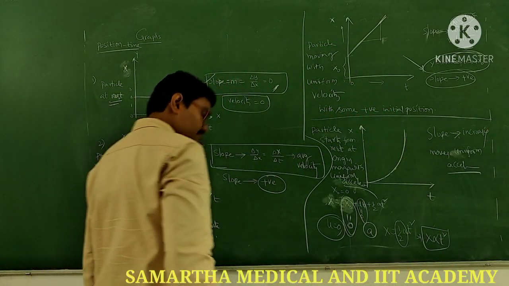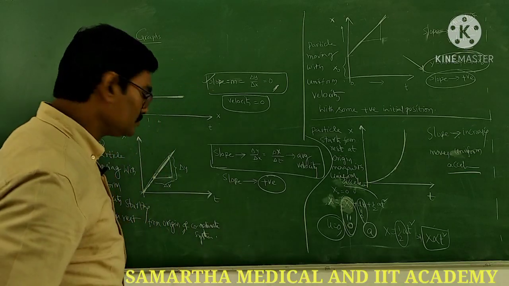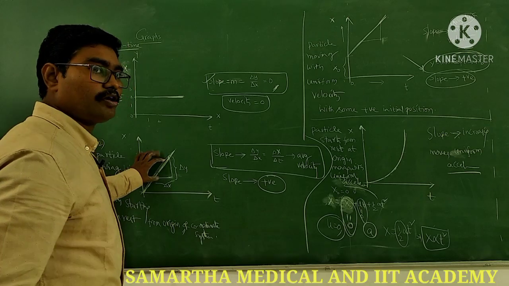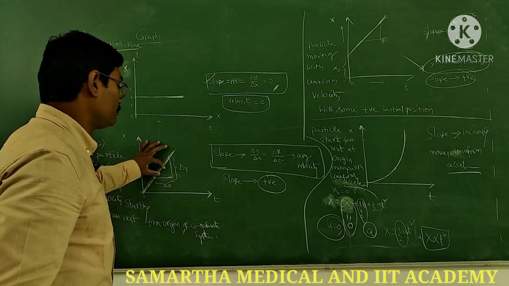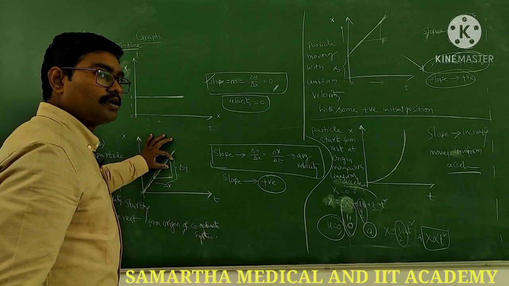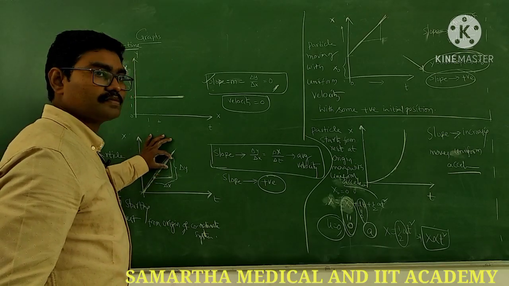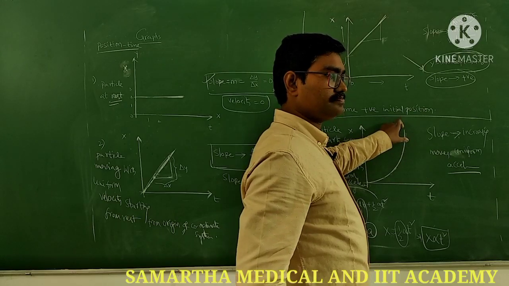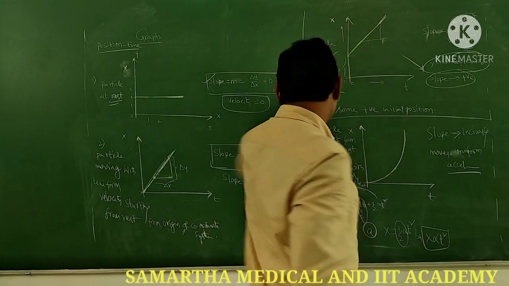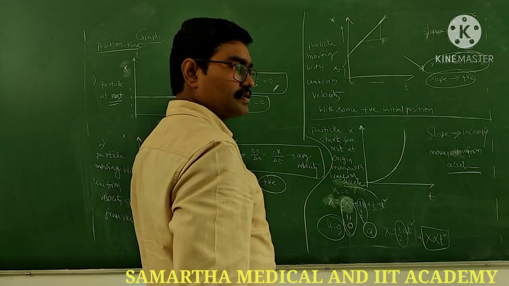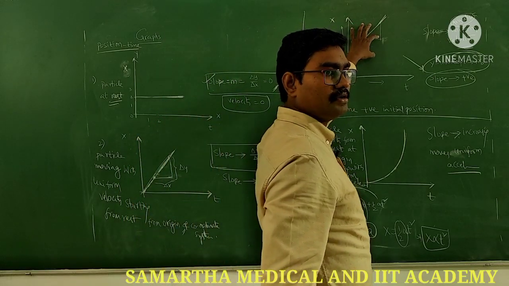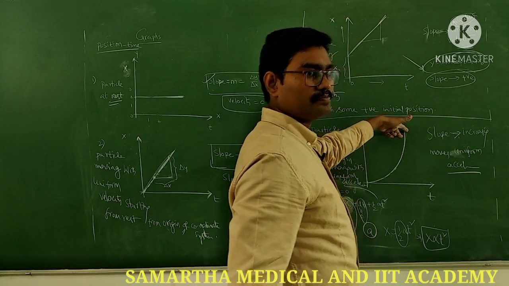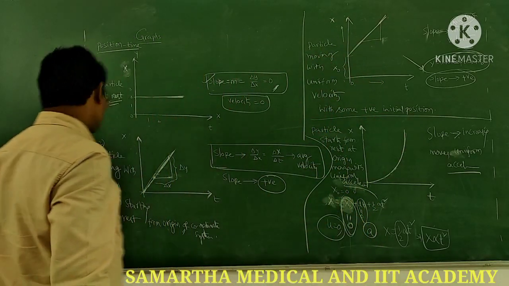Next. Which one? This one? This is a positive slope. This is a constant slope. Positive constant slope here. Here, increasing slope. Positive increasing slope. Here positive constant. This and this are the same. Okay, this and this have the same slopes. Positive constant. But this one has a positive increasing slope. Okay? Right. Next.